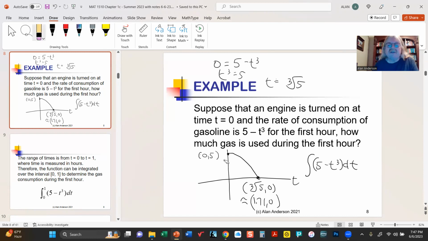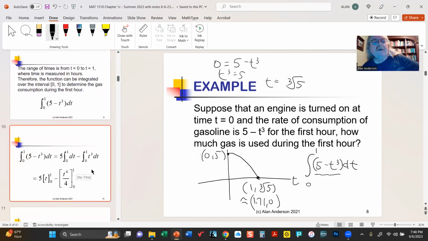Oh, I just realized I made a mistake here. This is 1. Sorry, I did it wrong. All right, let's try that again. This one was fine. This is the one where I messed it up. This is actually meant to be 1 comma cube root of 5. Sorry about that. Okay, now we're better. So the interval that we're looking at is from 0 to 1. The t ranges from 0 to 1 because this is the first hour, and this is the rate of consumption of the gasoline. All right, now we got it straight.